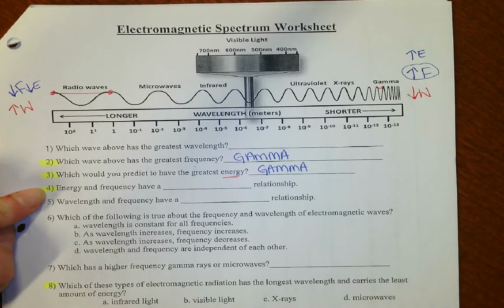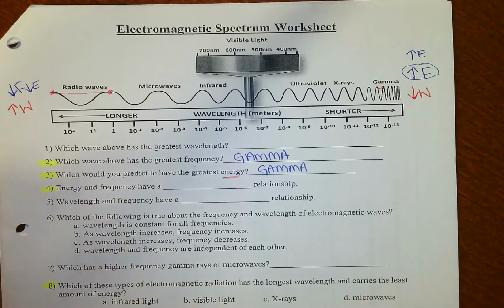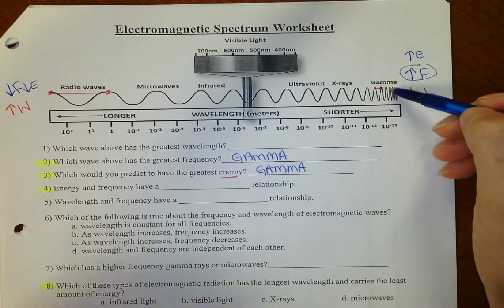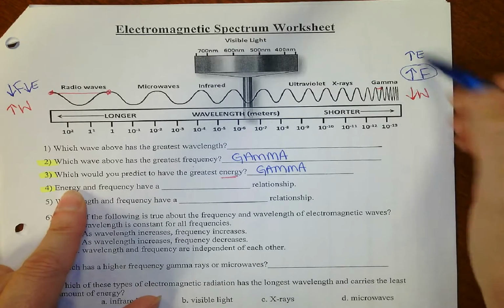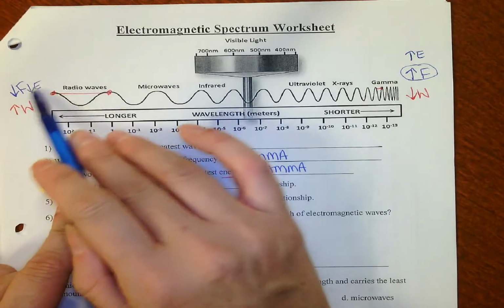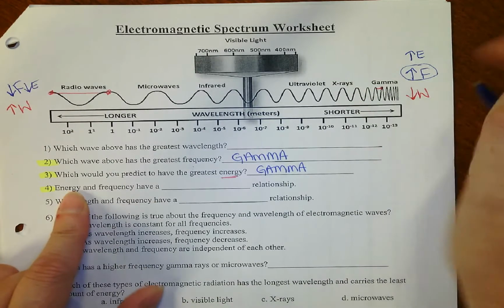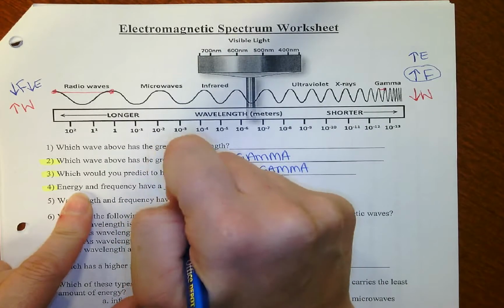Energy and frequency have what kind of relationship? This is the greatest frequency and the greatest energy. So they are up together or down together. They go in the same direction, which means they are a direct relationship.